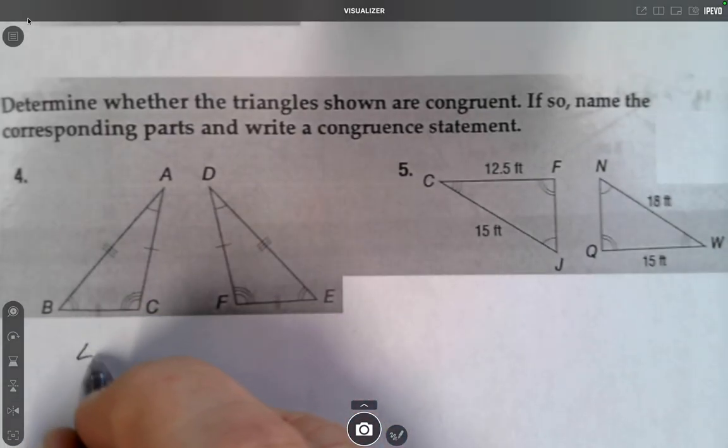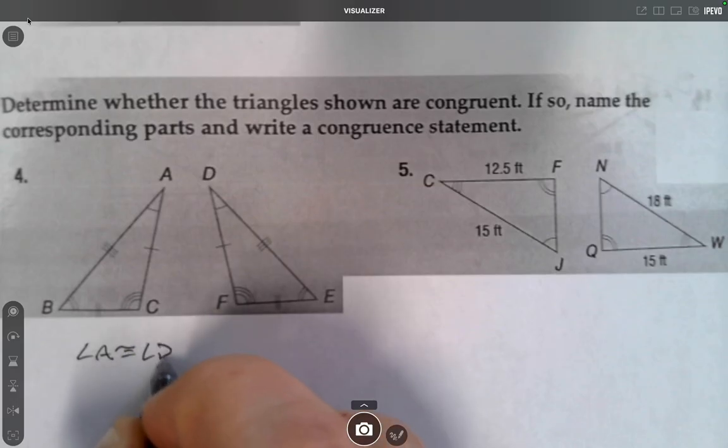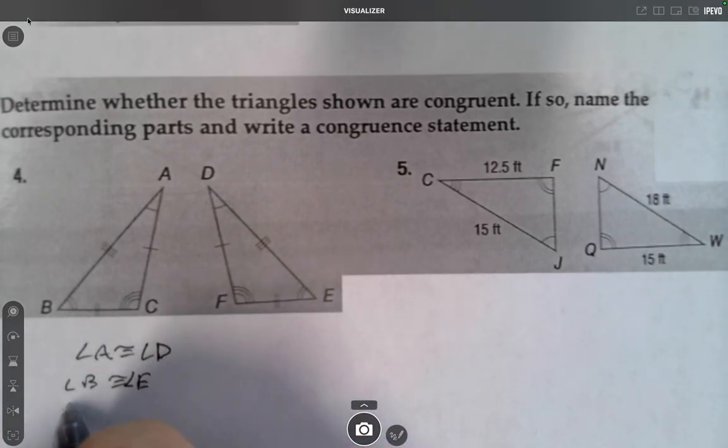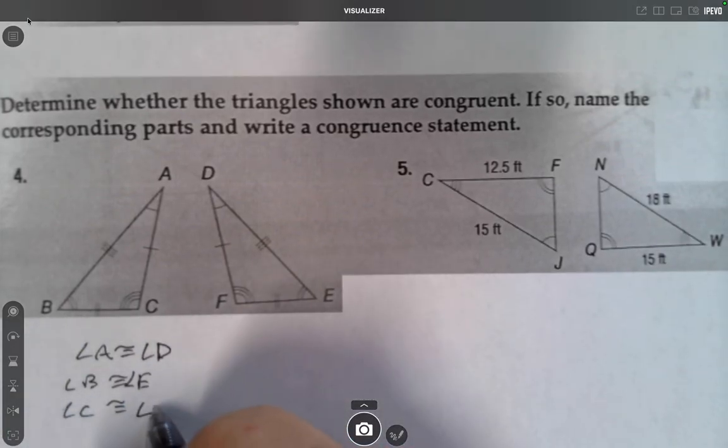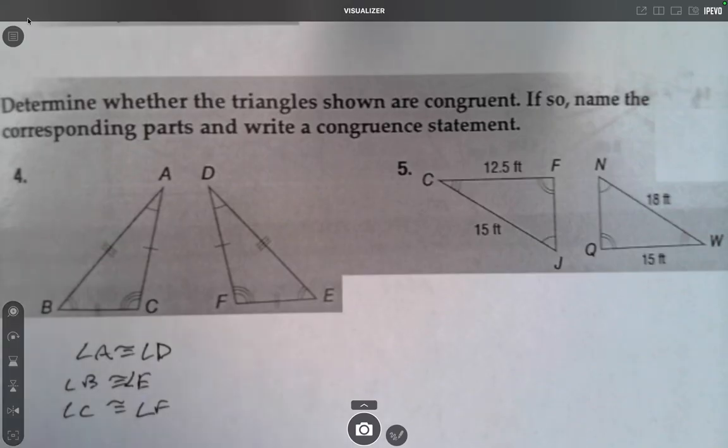So I can see angle A and angle D go together. Angle B and angle E go together because they both have two tick marks. Angle C and angle F go together. And I could go ahead with that and say triangle ABC is congruent to triangle DEF.